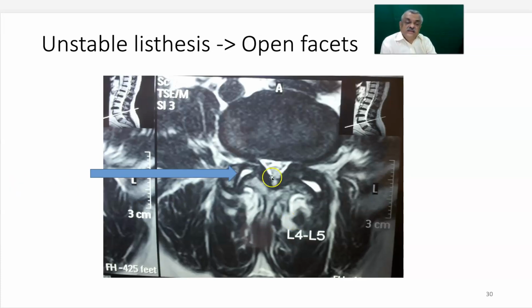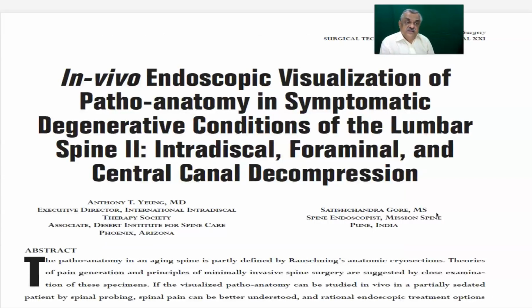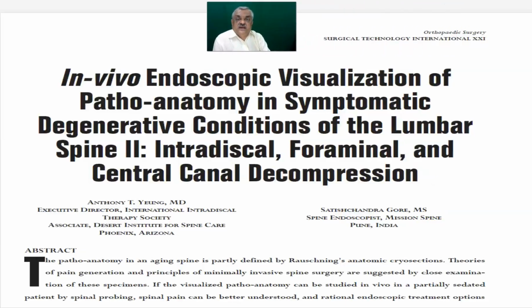Now this clinical examination of the patient has to be followed by our reading and updating our concepts, and this is our publication which has been published in Surgical Technology International, and we are talking about in vivo endoscopic visualization of the pathoanatomy in symptomatic degenerative conditions. So what we are trying to convey to you is all these symptoms can be very well correlated with the pathoanatomy under local anesthesia by putting a scope when the patient is awake and aware.